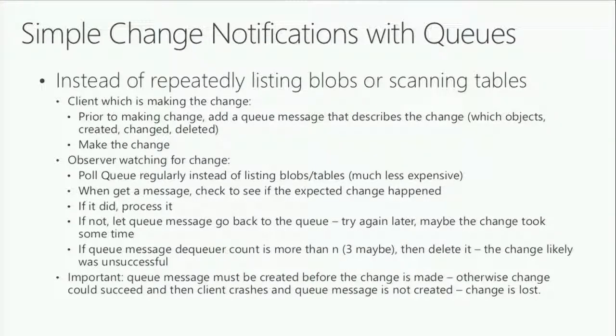And then an observer watches for the change. It pulls the queue regularly instead of listing blobs or tables. Pulling queues is very, very efficient. When it gets a message, it checks to see if the expected change happened. If it did, it processes it. If not, it can let the queue message go back to the queue. Those of you familiar with queues, that's a kind of core concept of using Azure queues. And then you can let it go back to the queue and then try again later on the same message.